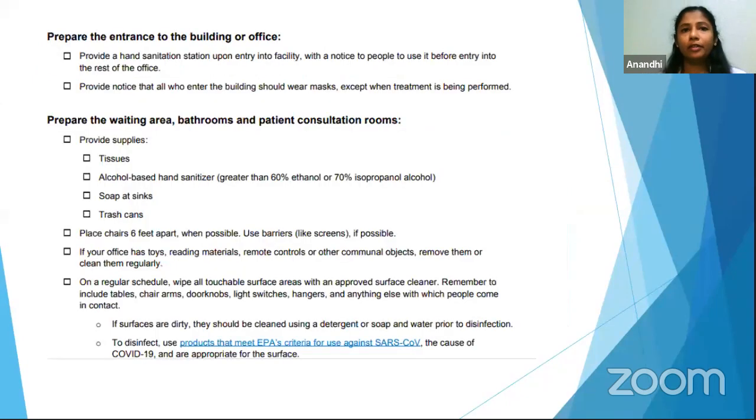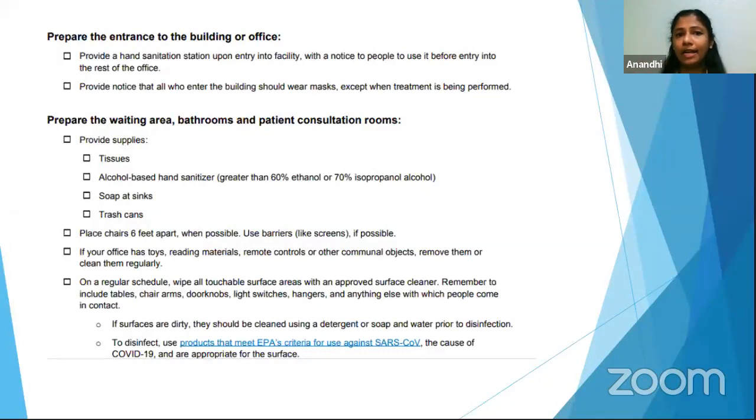So this is what we do before the patient comes. This is a checklist we have. When the patient comes in, we have to give some type of sanitation, because I don't know where they touched, even their car door, or when they walk, or when they come in a bus. So as soon as they come in, we give them hand sanitizer, and they wipe their hands with the hand sanitizer.